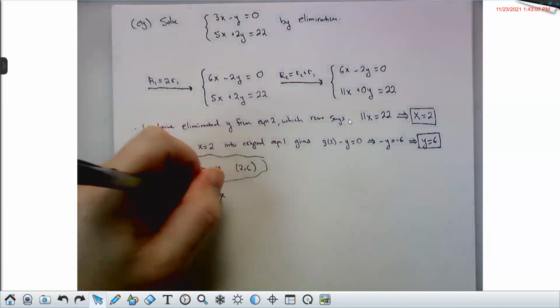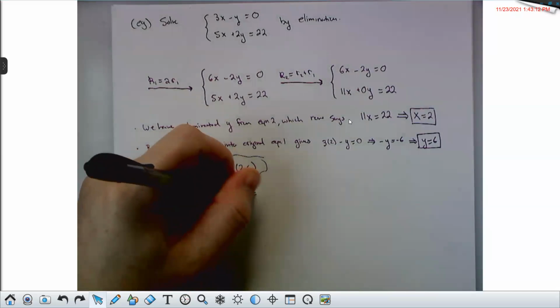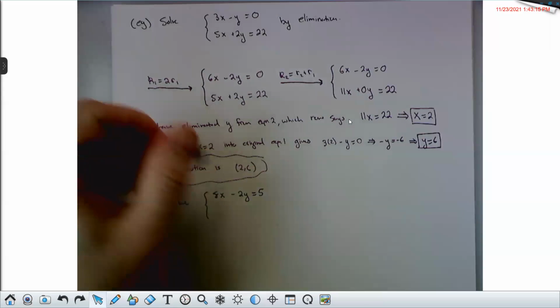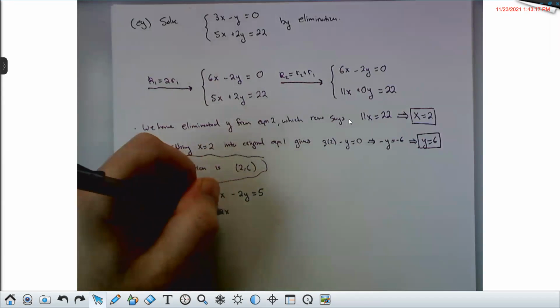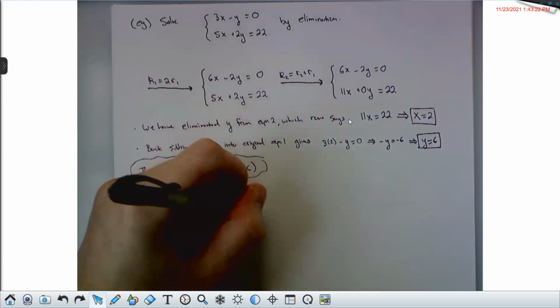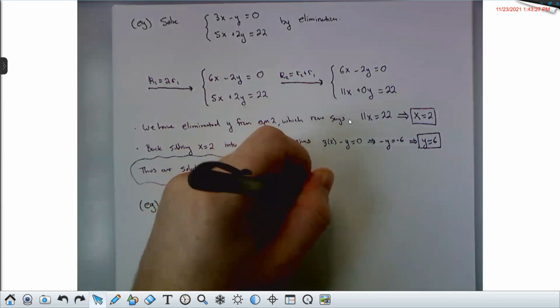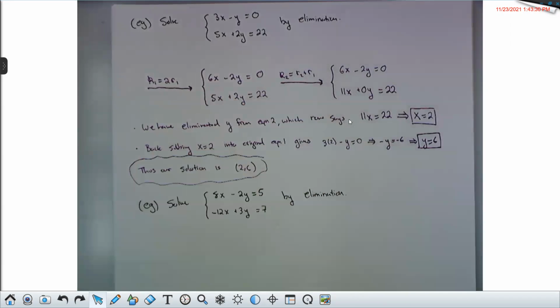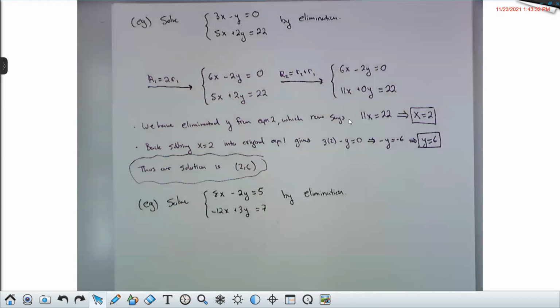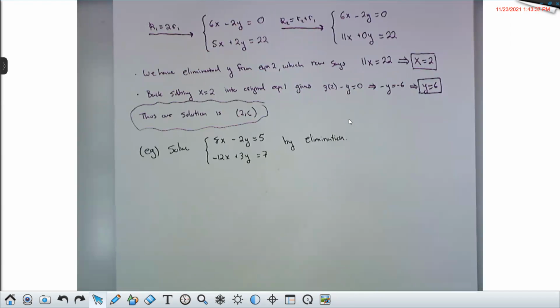So here, let's solve the system 8x minus 2y equals 5 and negative 12x plus 3y equals 7. And again, we're going to use elimination. This time, neither variable is an easy target. 12 is not a multiple of 8, nor is 3 a multiple of 2.